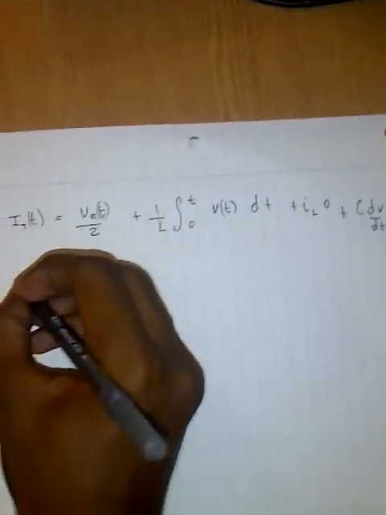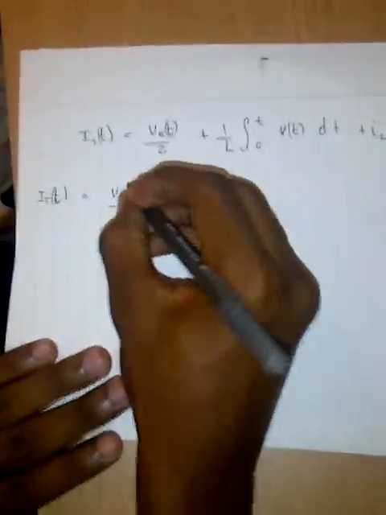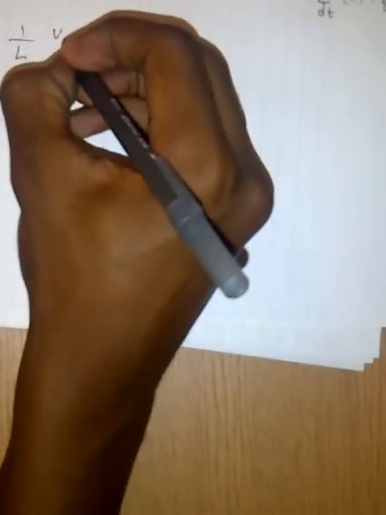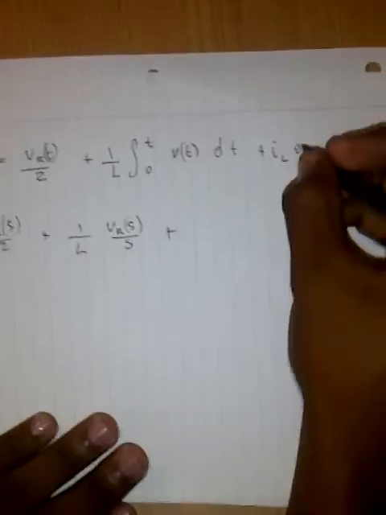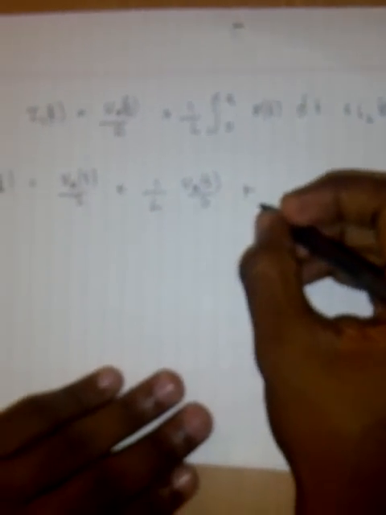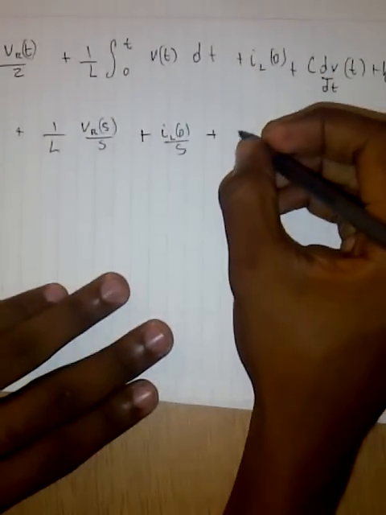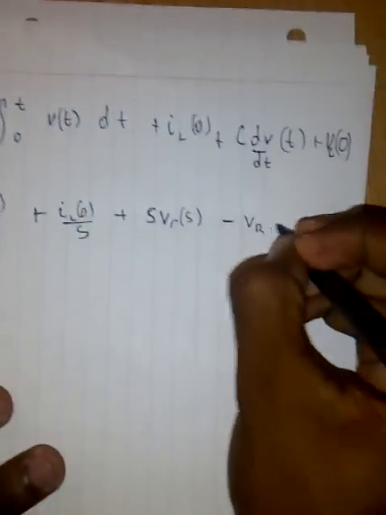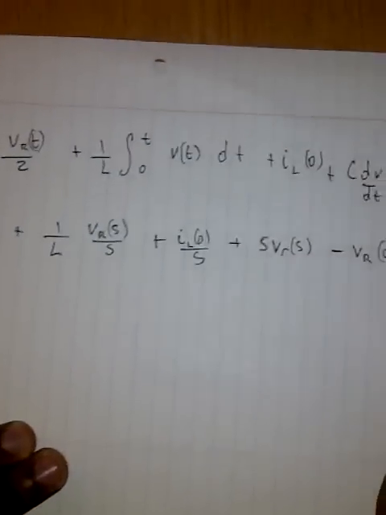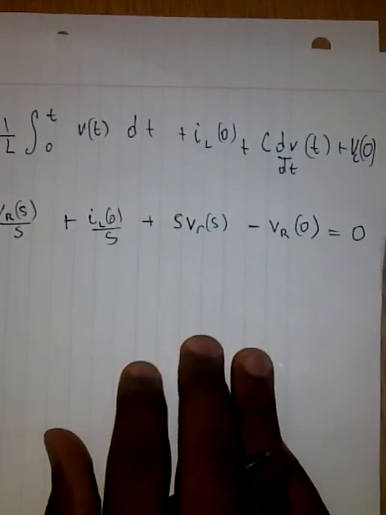IT is equal to VRS over 2 plus 1 over L VRS over S plus I0, which was the initial inductance, which is IL0 over S, plus the capacitance, which is S VRS minus VR0, which is the initial charge or voltage discharge of the capacitor. All of this is equal to 0 by Kirchhoff's current law.